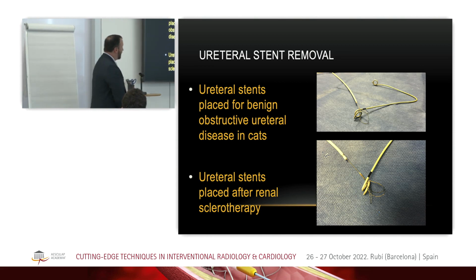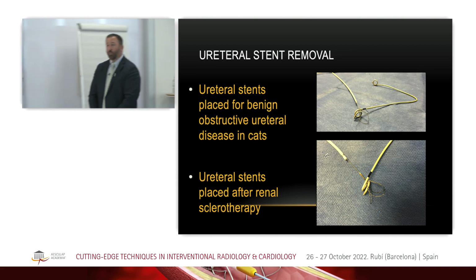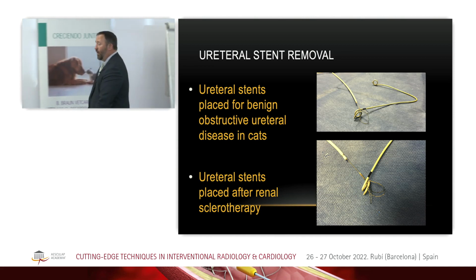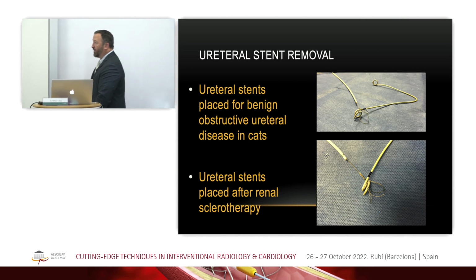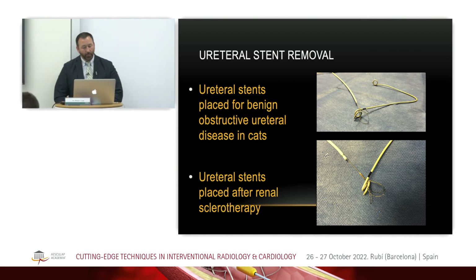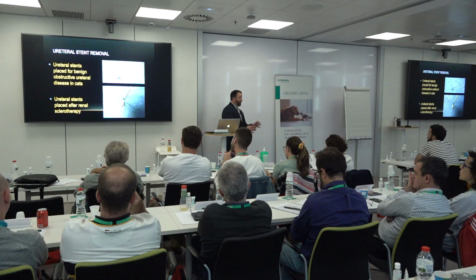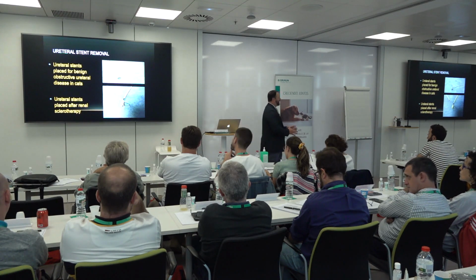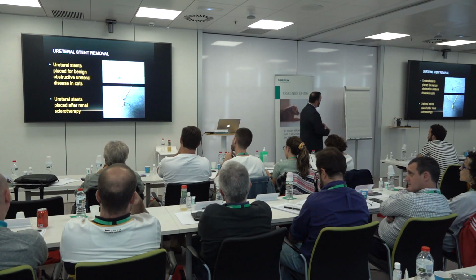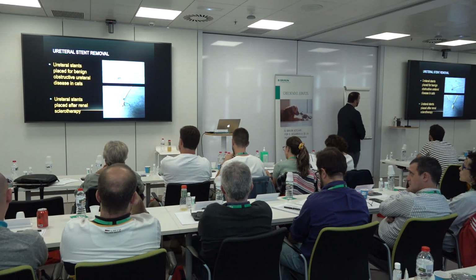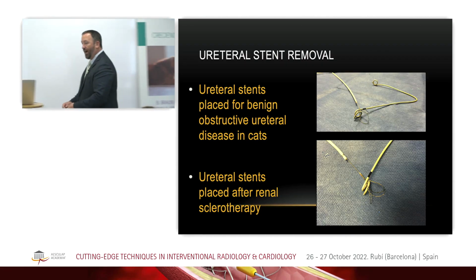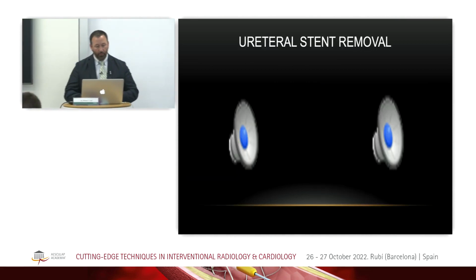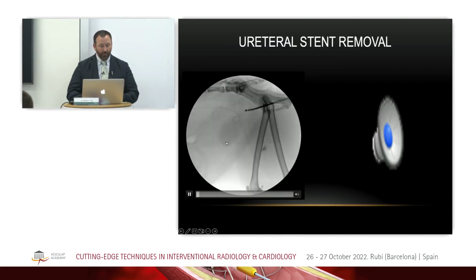And so we will sometimes pull these stents for whatever reason. Either they're not working anymore or we place them temporarily on purpose. When we do renal sclerotherapy, we place these stents with the goal of eventually removing them. And so usually when we're removing them, we're removing them fluoroscopically guided like this, where you go in and basically grab the stent and pull it out with the snare. So here's an example of that.